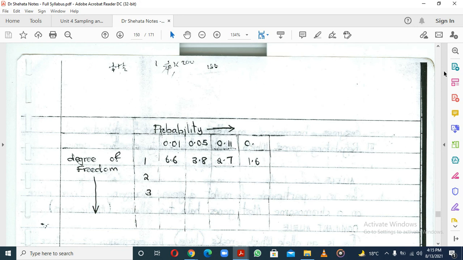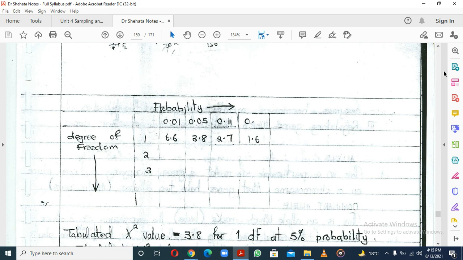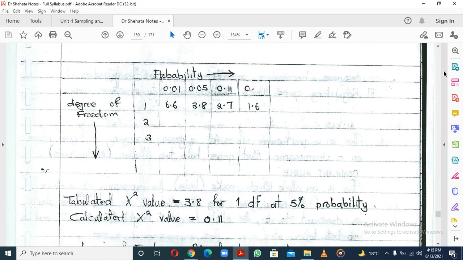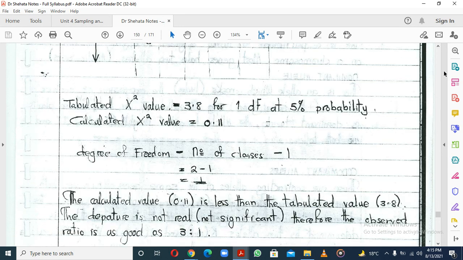Then our probability, we are going for 5%, which is the same as 0.05. So you see, what value are you seeing there? That's 3.8. So is that value greater or less than our calculated value? It's greater than our calculated value. In other words, our calculated value is less than the tabulated value. So what that simply means is that the departure is not real. So the departure is not significant.